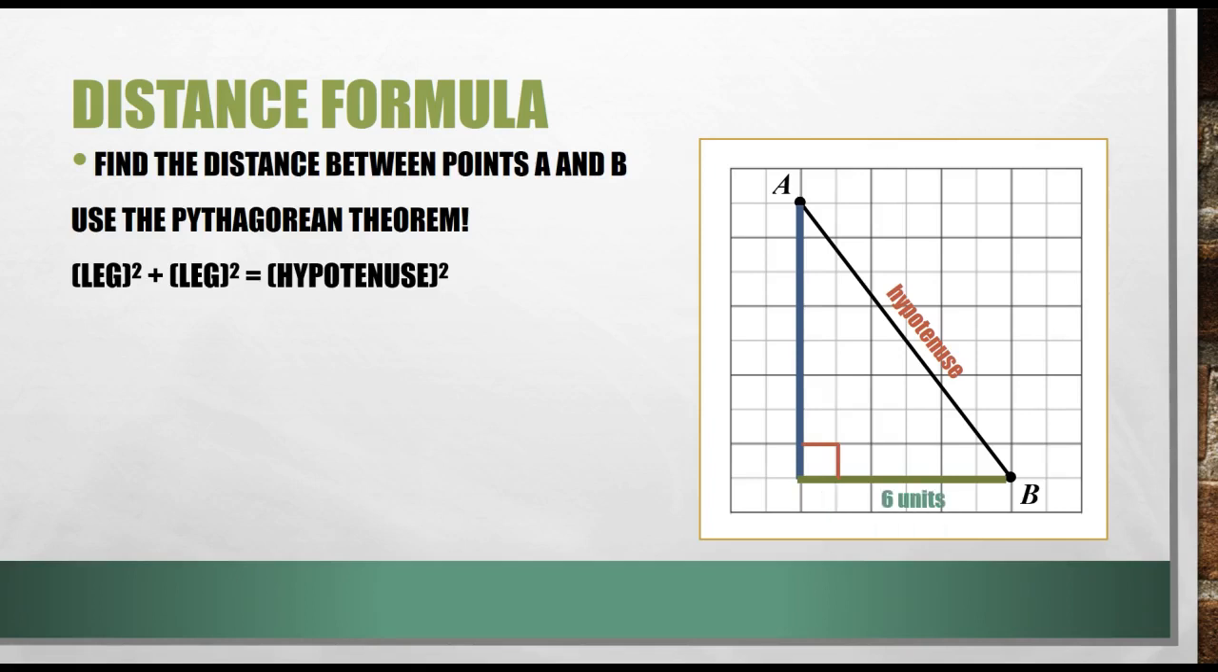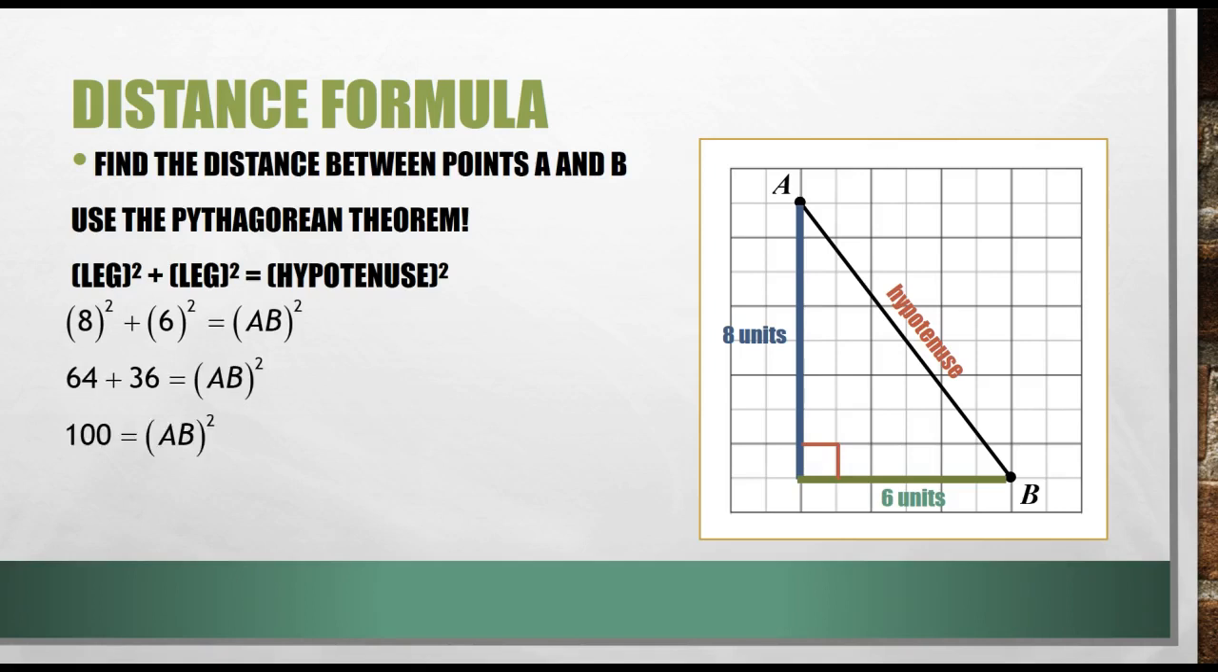One of our legs, if we just count the boxes, would be 6 units. The other leg, if we count the boxes, would be 8 units. So when I use the Pythagorean theorem with 8 and 6, and simplify, continue to simplify, and then we have 100 equals AB squared.